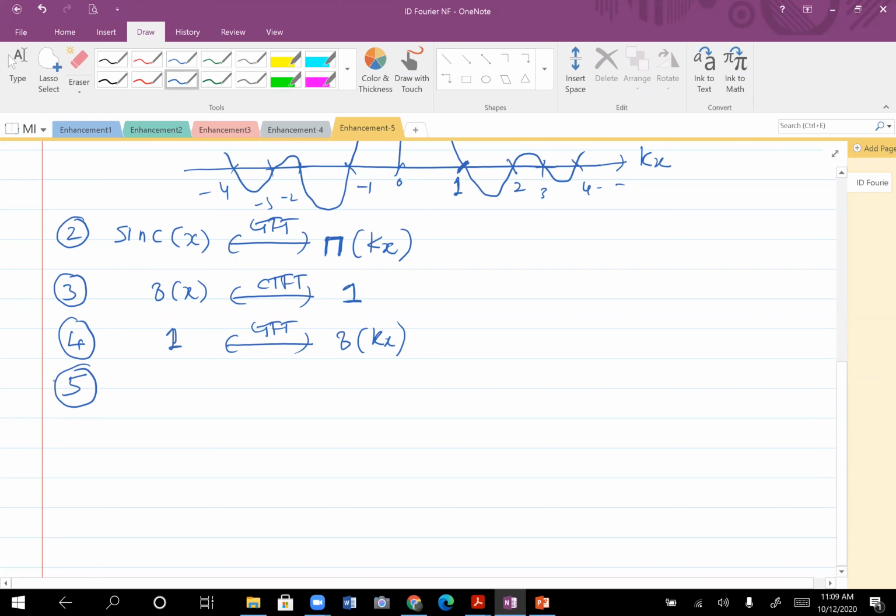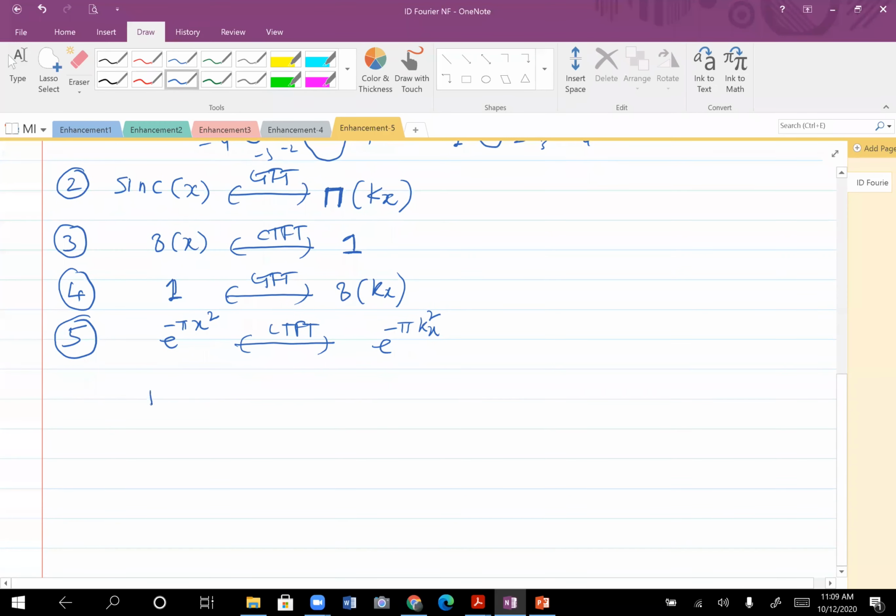Then the other one we had a look at is e power minus pi x square. So what did we say about its CTFT? E power minus pi kx square. Right, good. Does any of you want me to quickly go through it? Yes, sir. Okay. So what we need to do now is find the Fourier transform for this.